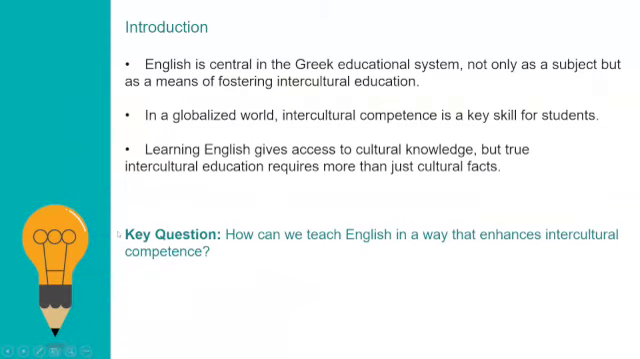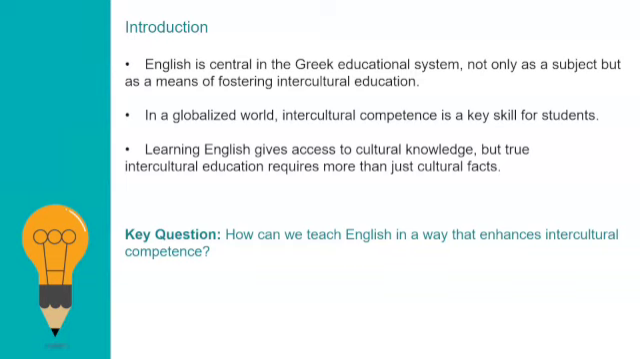All right. So it's true that English plays a crucial role in the Greek educational system, not only as a core subject, but also as a means of fostering intercultural education. In today's globalized world, students need to develop intercultural competence, which goes beyond just learning the language itself. While learning English provides access to cultural knowledge, true intercultural education is not about just memorizing cultural facts. It involves deeper engagement, understanding how language is used in different cultural contexts, and how meaning is conveyed beyond the literal level. This brings us to our key question: how can we teach English in a way that enhances intercultural competence?